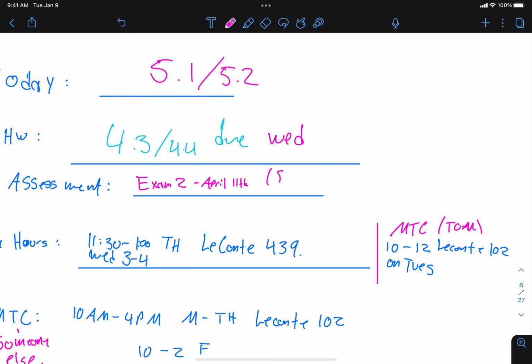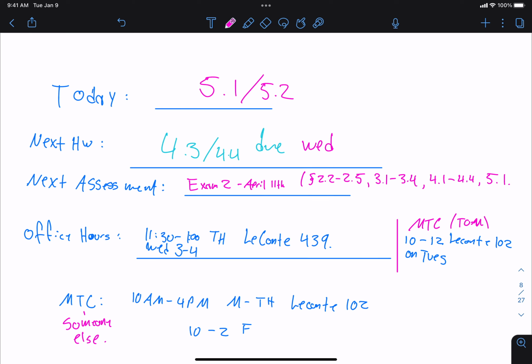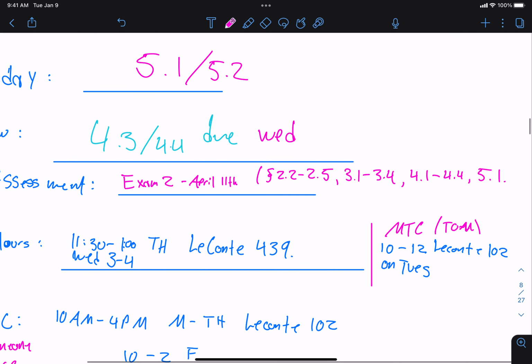Okay, so Exam 2 is going to be sections 2.2 to 2.5, 3.1 to 3.4, and 4.1 to 4.4, and 5.1, let's say. So pretty big spread for the second exam.